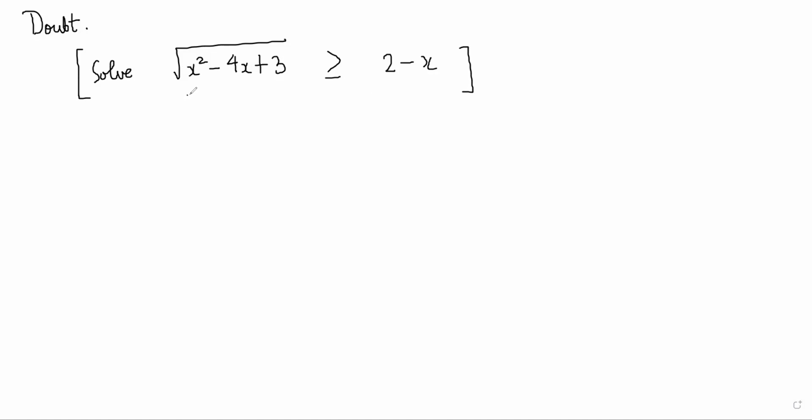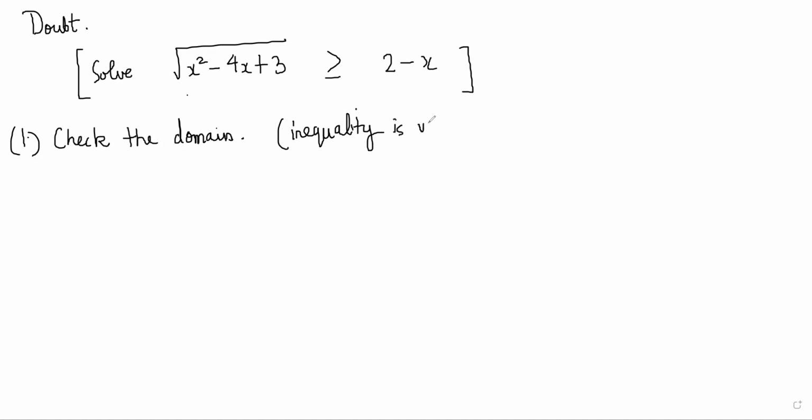So we have root over x square minus 4x plus 3 greater than 2 minus x. Now, every time you have an inequality, the first step you should always do is check the domain. Basically, where is the inequality valid? Only for certain values of x is the inequality valid, right? So what is the domain of this side?